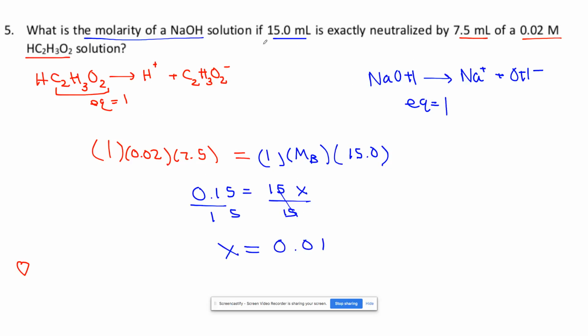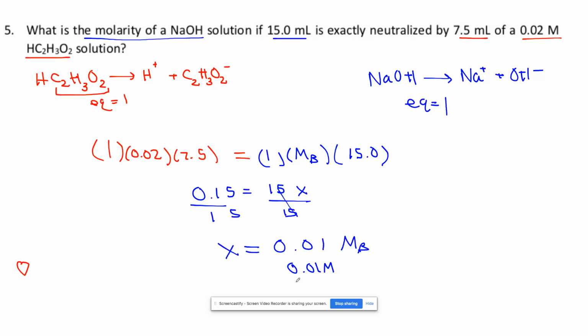Let's make sure of sig figs. Do we need 2 sig figs? No, 1 sig fig. This is 1 sig fig, so that's fine. This is going to be the molarity of the base. And so obviously we need the units. MB is fine. You just say 0.01 molar of the base.